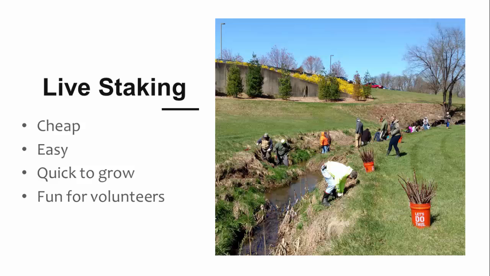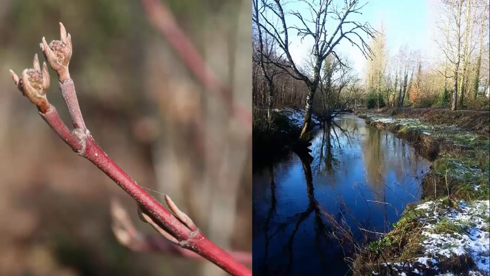Live stakes start growing very quickly, and because they're used right in the eroding stream banks, they start to do their jobs almost instantly. Live stakes are branches of trees that are cut while the trees are dormant and then planted directly in the soil. These branches are able to develop roots and grow into new trees.